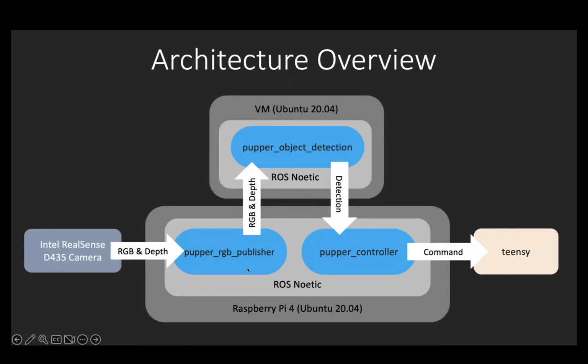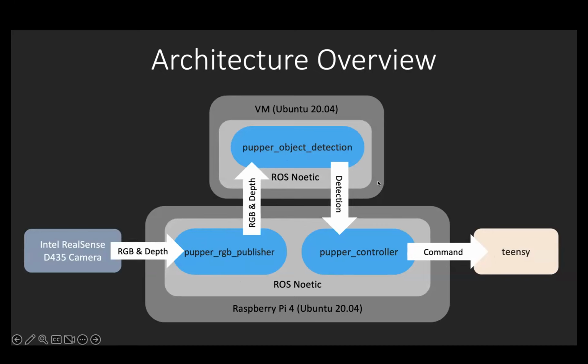This bottom big block right here represents the Raspberry Pi that's on board Pupper. We installed ROS Noetic on it and it runs 2 ROS nodes. The first one's a Pupper RGB publisher, which takes the input from the Intel RealSense camera and then sends the RGB and depth frames to a Pupper object detection node. This runs inference on those frames, and then when it finds something of interest, such as a tennis ball, it publishes that detection to our Pupper controller node, which then crafts a command and sends it to the Teensy motor controller.